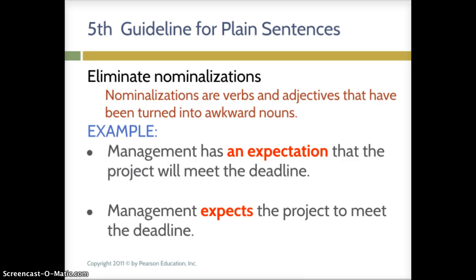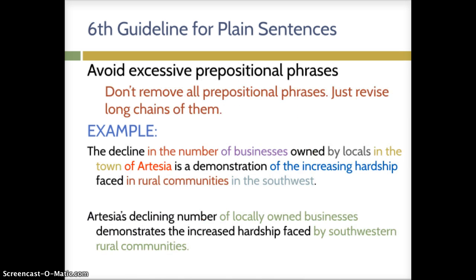Fifth guideline is to eliminate nominalizations. Nominalizations are verbs and adjectives that have been turned into awkward nouns. First example, management has an expectation that the project will meet the deadline. This noun, expectation, really should be turned into its verb form for the sentence to be stronger and clearer. Management expects the project to meet the deadline.